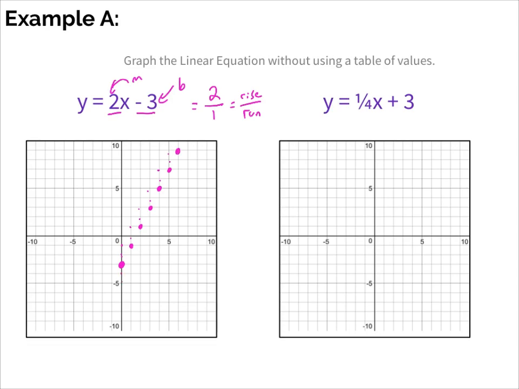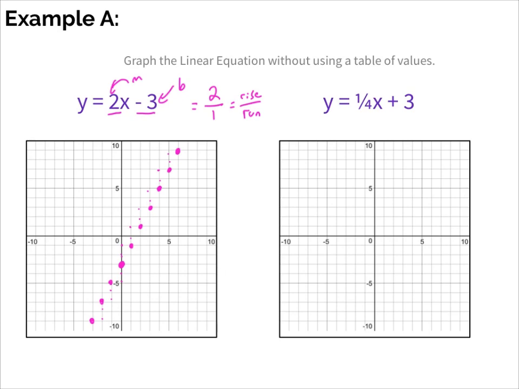down. So if I go down 2 and over 1, down 2 and over 1, down 2 and over 1. You can see now that as I've gone along, going up 2 over 1, I've created a line. So the last thing that I need to do is connect all of my dots using a line.